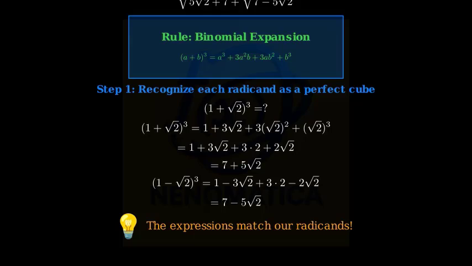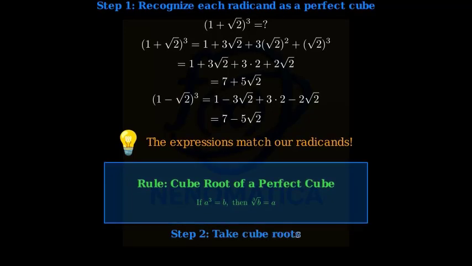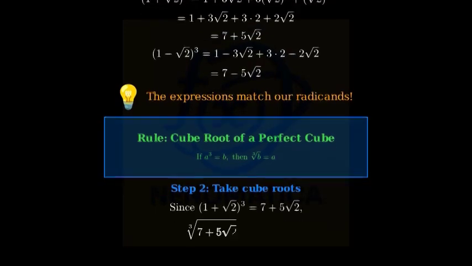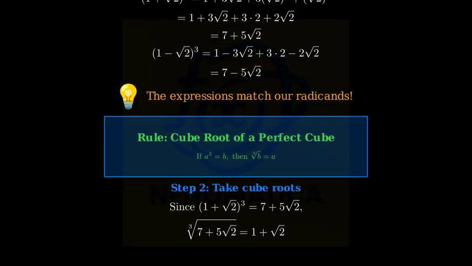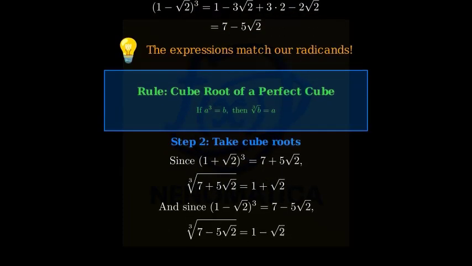Now for step 2, we can take the cube roots of these expressions. Since 1 plus square root of 2, cubed, equals 7 plus 5 square root of 2, the cube root of 7 plus 5 square root of 2 equals 1 plus square root of 2. And similarly, since 1 minus square root of 2, cubed, equals 7 minus 5 square root of 2, the cube root of 7 minus 5 square root of 2 equals 1 minus square root of 2.